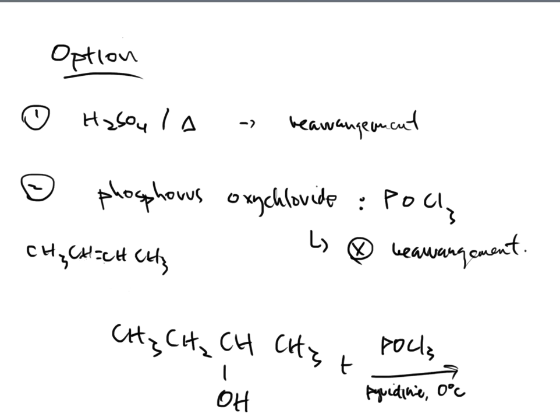Now, let's take a look at the mechanism. I know you hate mechanisms. I hate mechanisms sometimes too. But this gives us a chemical explanation of what's happening. So let's take a look at this. CH3, and then a CH, and then a CH3. Let's say that this is the alcohol that we're going to be using. Let's add on POCl3. Okay, well, what does that structure look like?